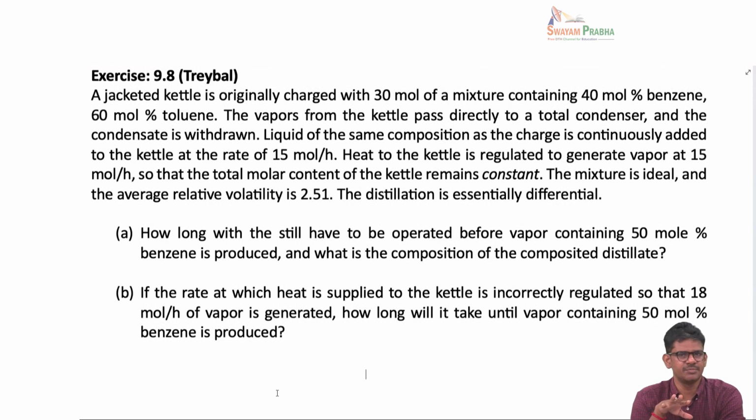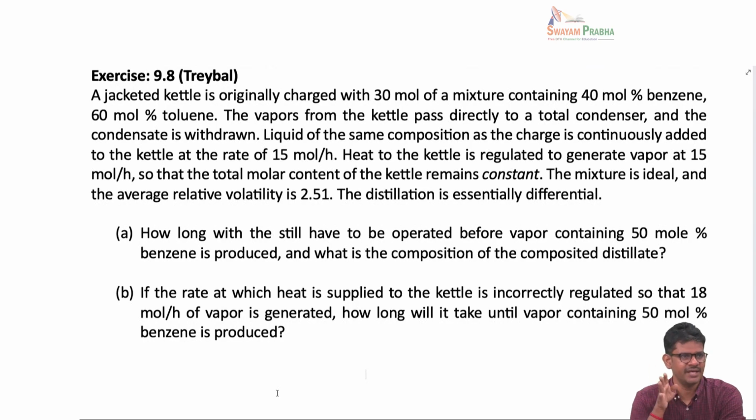Part B is very similar, but I will do only part A. Part B you have to do. The only difference in part A and part B is that in part A the vapor flow rate and feed flow rate are matched, so that the amount of liquid in the still remains constant. But in part B, I think vapor is generated more than the feed that is compensating. So feed is coming at 15 moles per hour, whereas the vapor is leaving at 18 moles per hour. So that means you are actually vaporizing more than what is coming in.